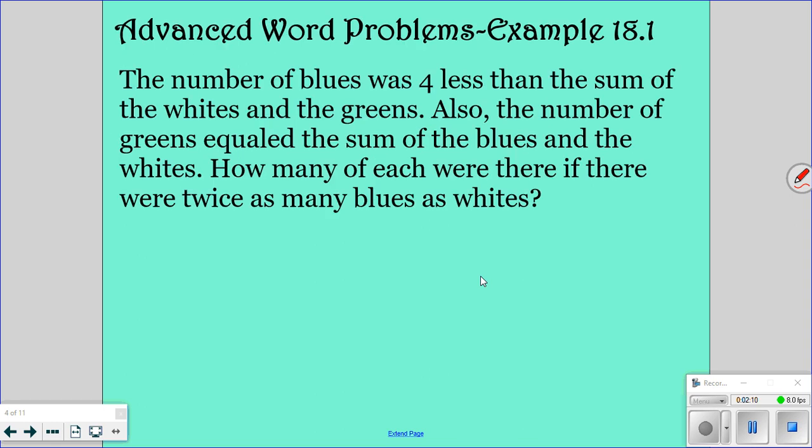So we have: the number of blues was 4 less than the number of whites and greens. So we have blues, whites, and greens, so that means we're going to have 3 equations because we have 3 variables. So the first one, the number of blues, when it says "was," that's your equal sign, "was" or "is." 4 less, so that's going to be subtracting from your whites and your greens. So blues equals the whites plus the greens less 4.